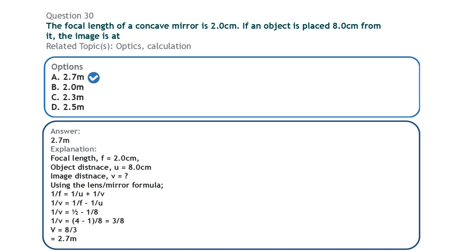To get the value of v here, we are going to invert both sides of the equation. That is, we will turn it upside down. So this 1 over v, we turn upside down. It will become v over 1, and that is v. And this 3 over 8, we also turn upside down. Whatever you do to the left side, you do to the right side. So this becomes 8 over 3. 8 over 3 is approximately 2.7 meter.